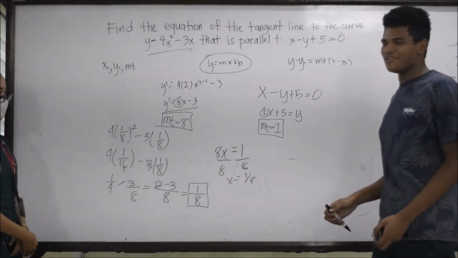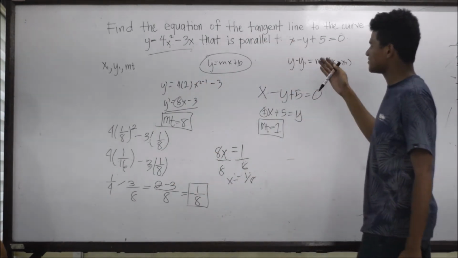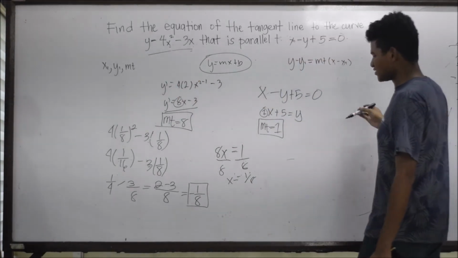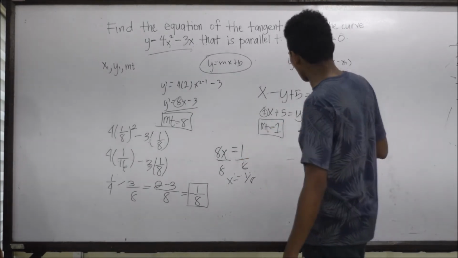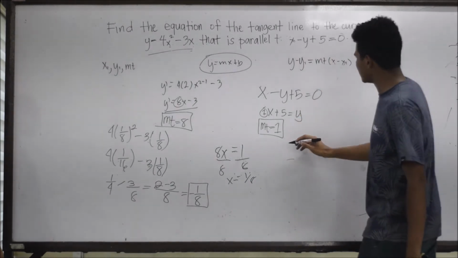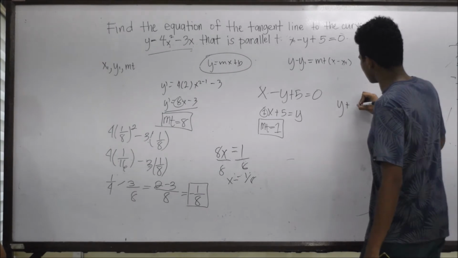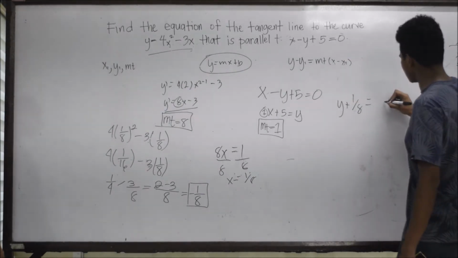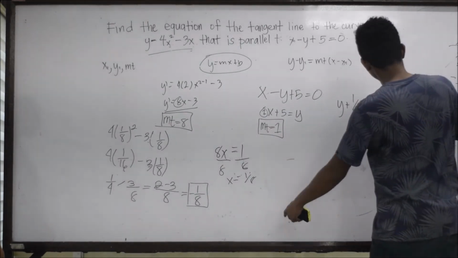So finally, we have acquired every missing variable in this equation. The final step is to put all the missing variables into the original equation. So our value for y sub 1 is negative 1/8. Our value for x is 1/8. And our m is equal to 1. So the equation goes as y plus 1/8 is equal to m, which is 1, times x minus 1/8.